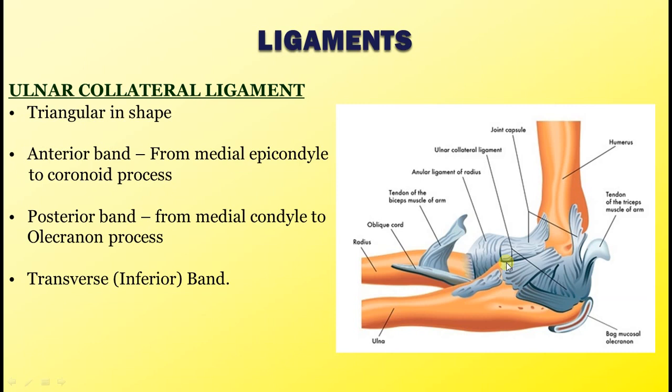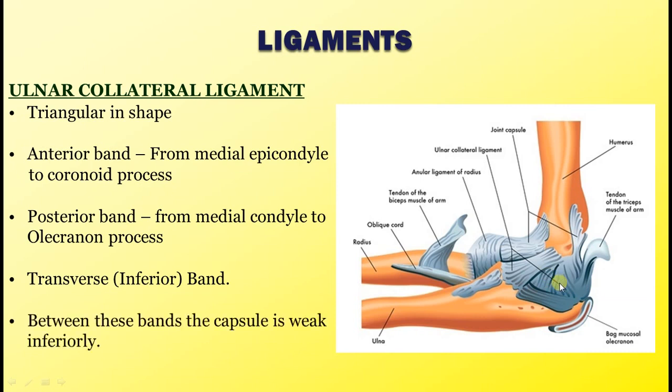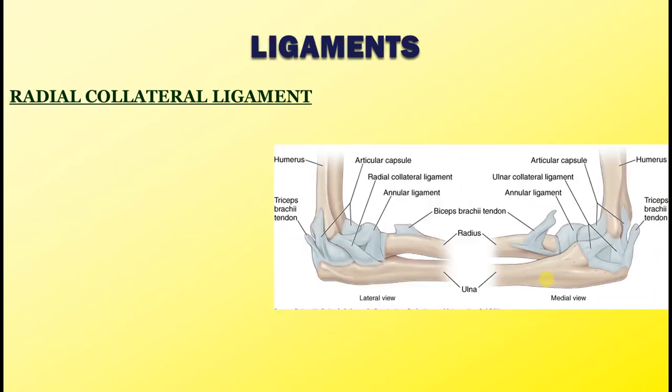Okay, so these are the three bursae which are related to the joint: the olecranon bursa, the one between the tendon of triceps and the olecranon process, and the one between the tendon of biceps and the radial tuberosity. Now in between these three bands there are actually intermediate fibers, but they are somewhat weak.